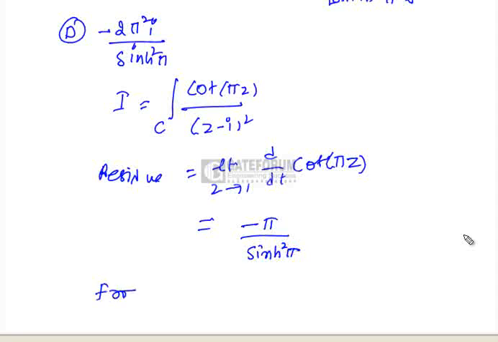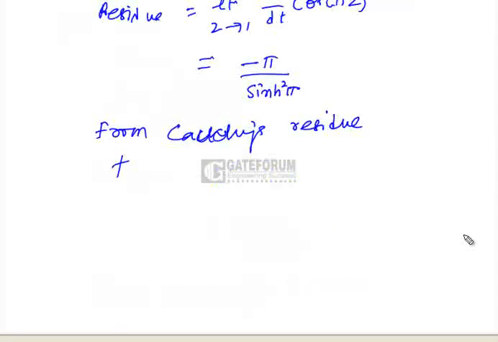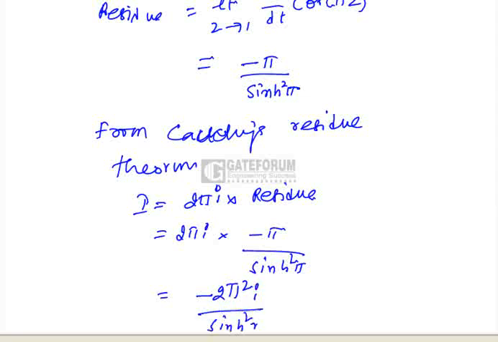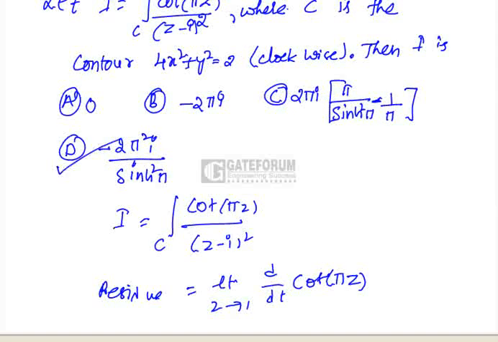Now from Cauchy's residue theorem, I is nothing but 2 pi i into residue. We know that residue is nothing but minus pi by sinh square pi, which will be equal to minus 2 pi square i by sinh square pi, which is nothing but option D.